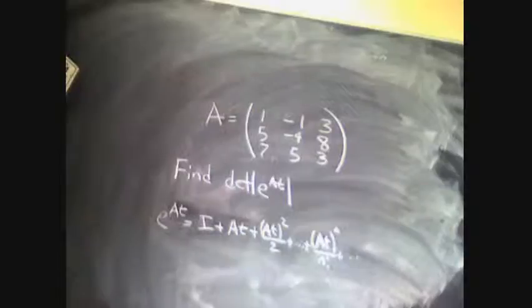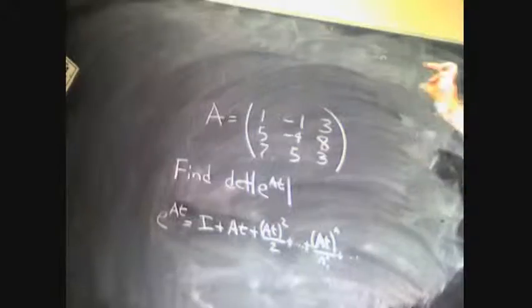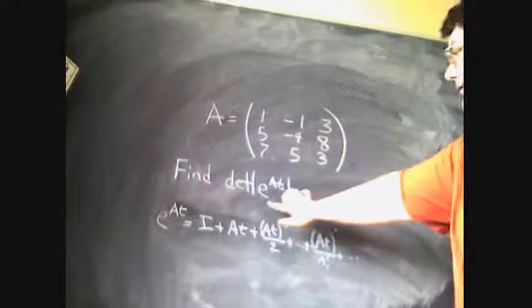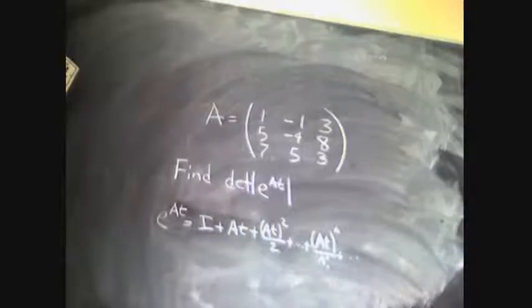So today I thought I would take a question from one of our linear algebra questions. We're given this 3x3 matrix of numbers. Basically, what we have to find is the determinant of e to the At, where t is some number.